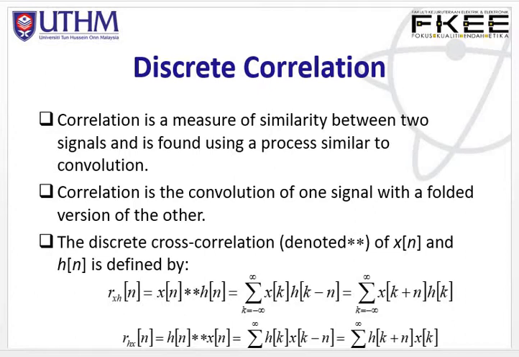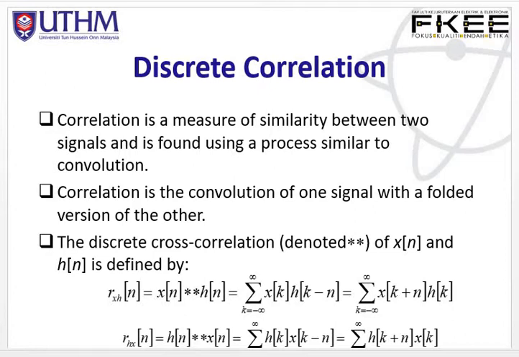First of all, what is correlation? Correlation is a measure of similarity between two signals, and it can be solved using a process that is similar to convolution. Correlation is also a convolution of one signal with a folded version of the other. And correlation can be denoted in the form of R_xh.